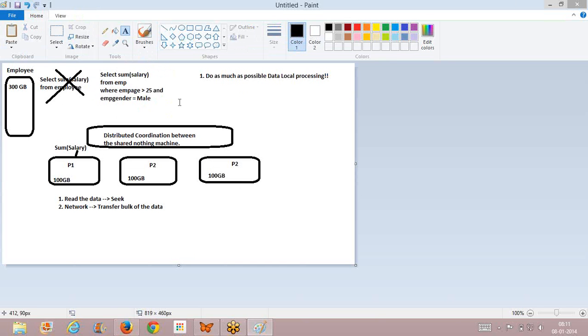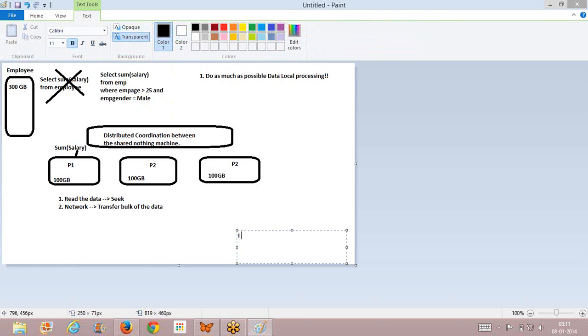Okay. First, let me make it very clear, I am not talking about Hadoop. Because in Hadoop, there will be no index to begin with, so it is going to scan all of those. But if it is not Hadoop, you can create your own index, with HBase or whatever it is. So this can be searched without reading the whole 100 GB.